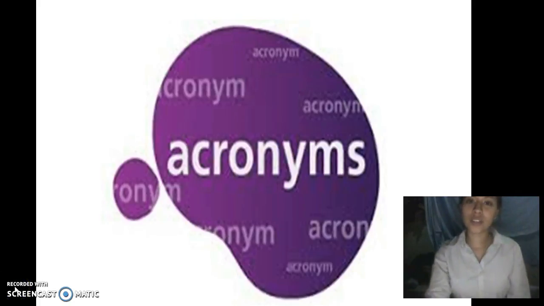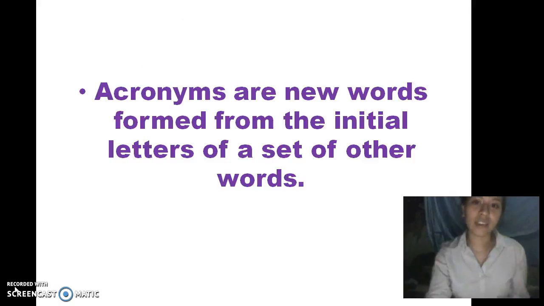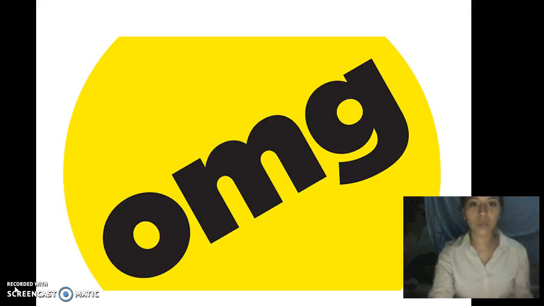I'm going to explain a little bit about acronyms. Acronyms are a topic very simple to understand because it is like a definition. Acronyms are new words formed from the initial letters of a set of other words. An example can be OMG. As we know, OMG is oh my god. So OMG are the initial letters of each word.